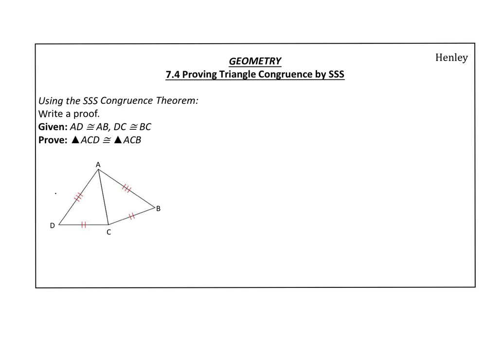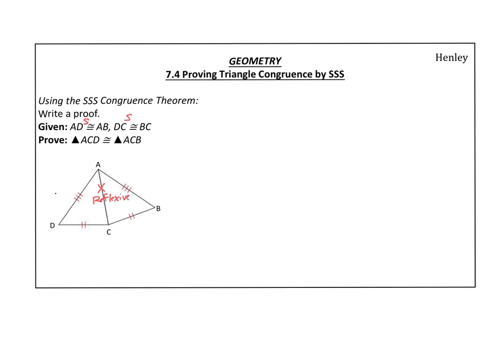Now, the very first thing that we need to do is look at what we have available to us. First of all, AD is congruent to AB, and that is given information. That gives us one side, so we're just going to put an S right there. We also have DC is congruent to BC, and that is also a side, so we're going to put an S right there as well. Now, we need a third side to be able to use side, side, side to prove triangle congruence. So we need this side. This side is congruent to itself, and we know that because of the reflexive property.